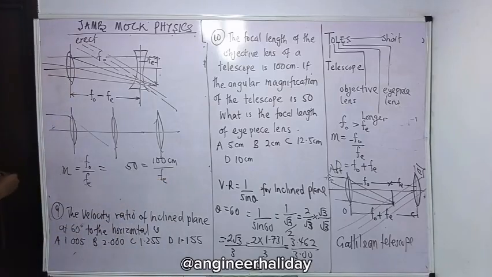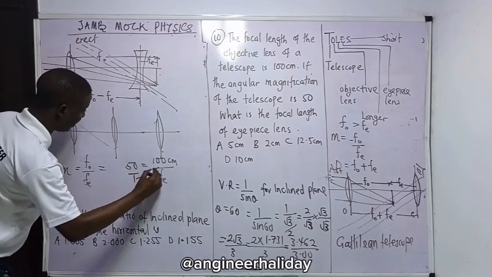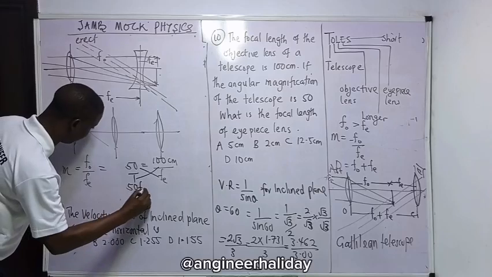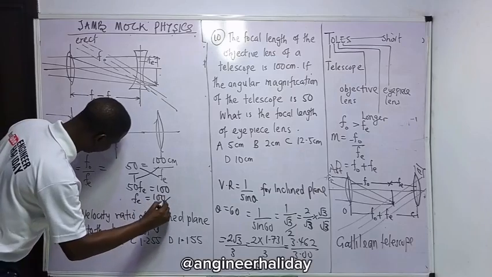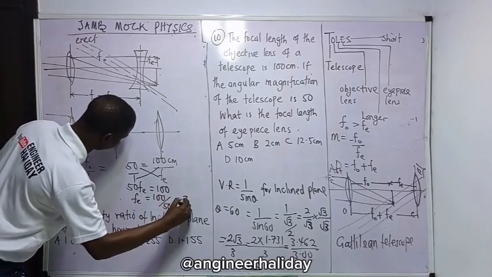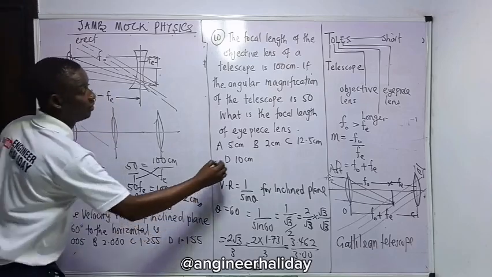So if I want to solve now, I will cross multiply, as the case may be. We have 50 fe equals 100. So fe will be 100 divided by 50. So the answer will be 2 centimeters. So this is the answer.